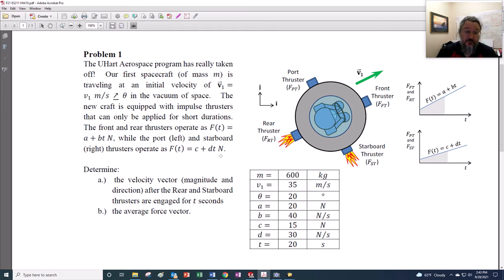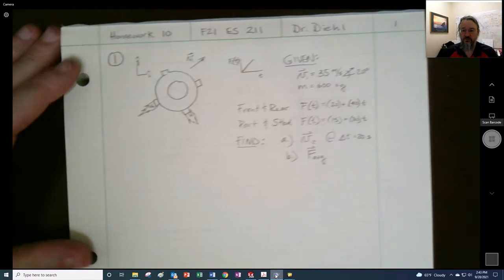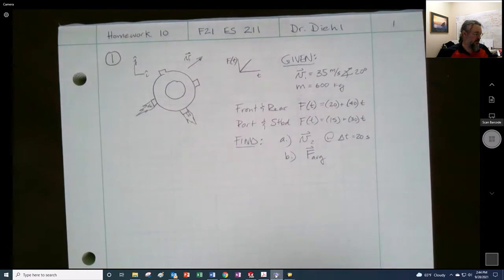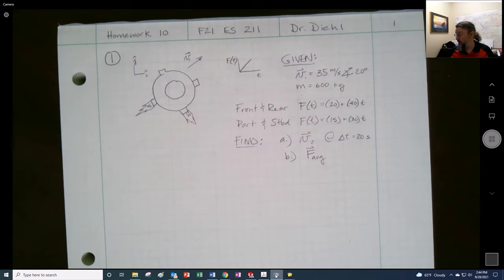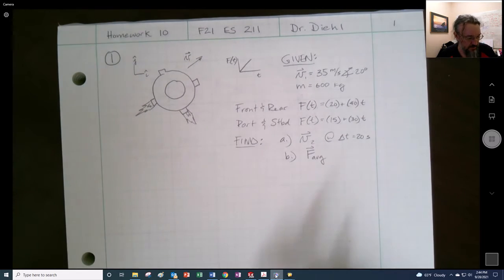Anyway, we want to find the velocity vector after these thrusters have gone on for 20 seconds. And we also want to find the average force vector. So let's get to it. All right, so I've written out a summary of my work right here. And I did this problem with a preliminary pass just to check that the numbers made sense.